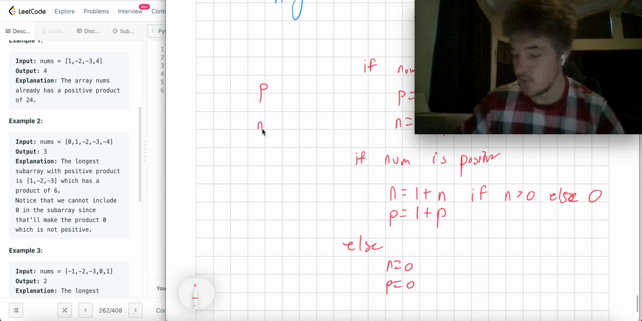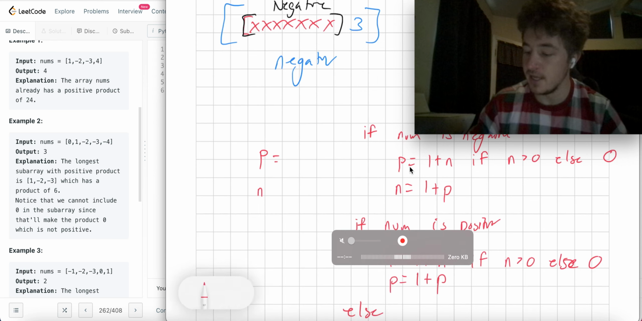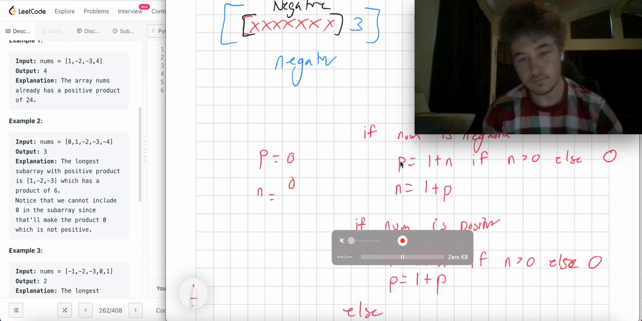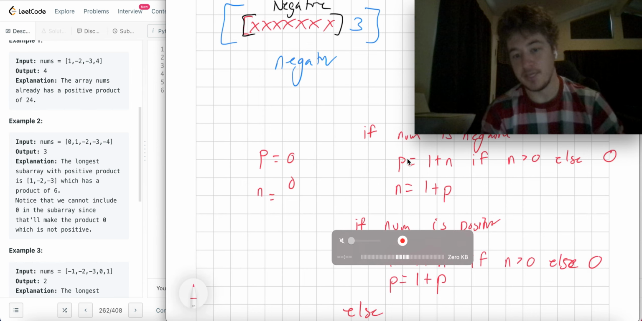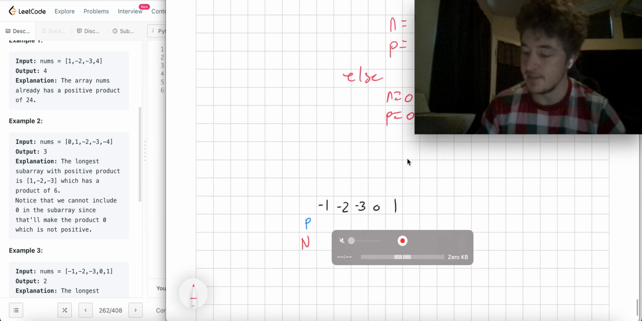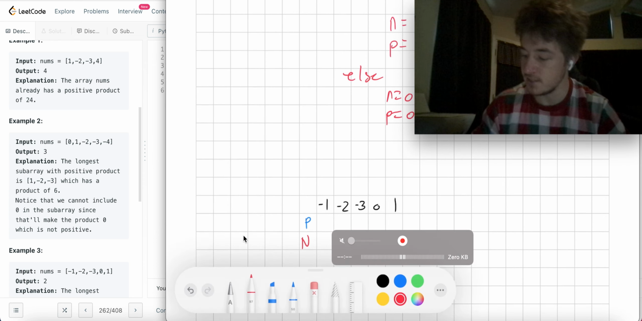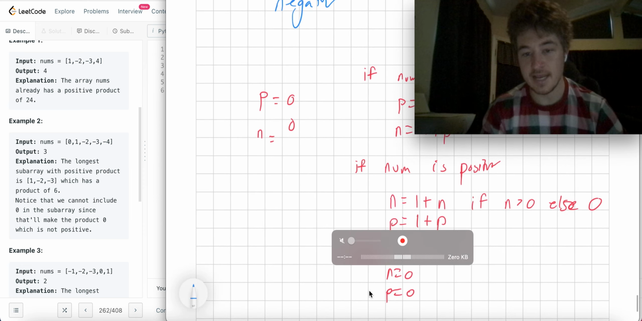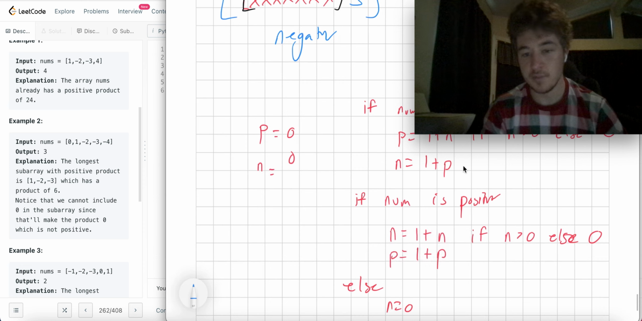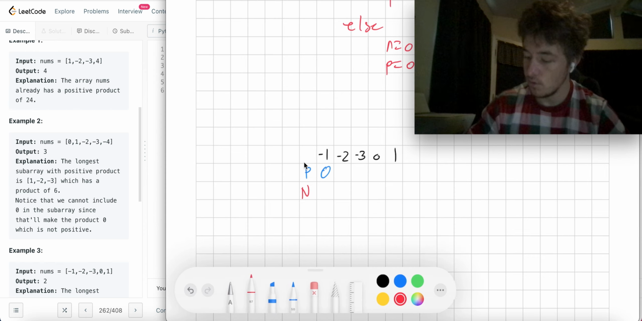So let's just go through. So we have a negative number, so we're going to start with P and N equaling 0. So if N is greater than 0, we'll set P equals 1 plus N. N is 0, so there's nothing for -1 to attach to make it positive. So this stays as 0. And then we say negative equals 1 plus P. And P was 0 and is still 0. So then negative becomes 1.